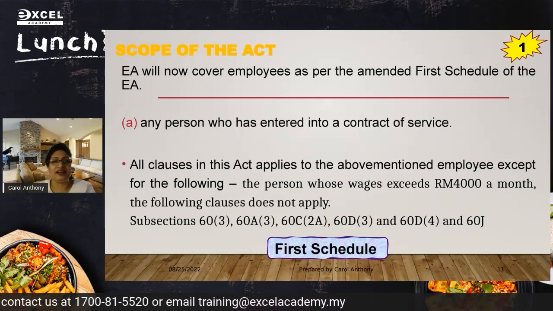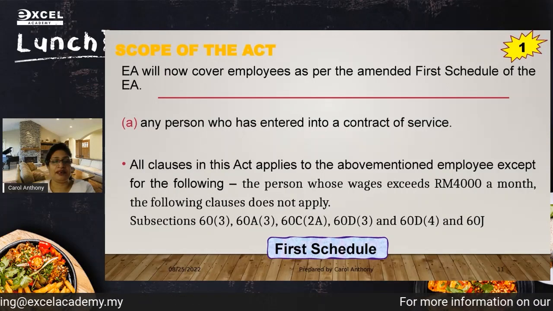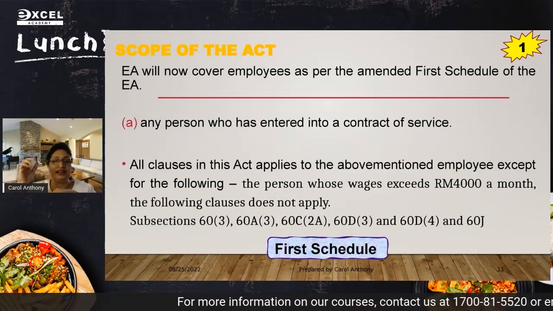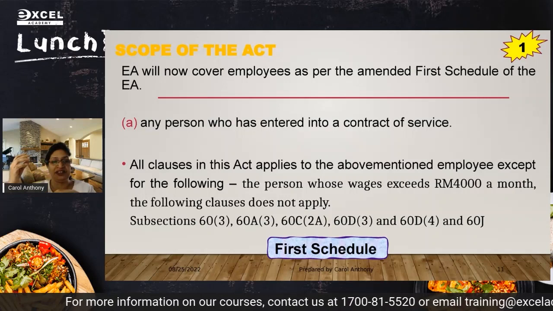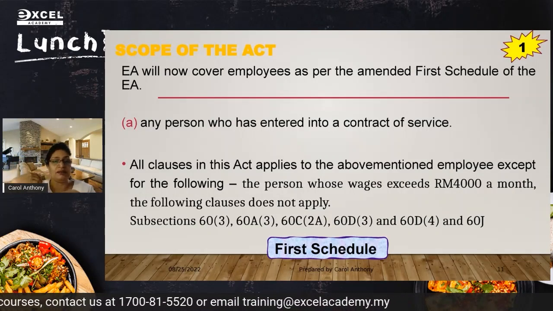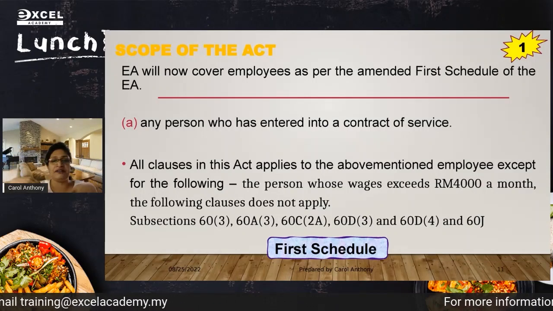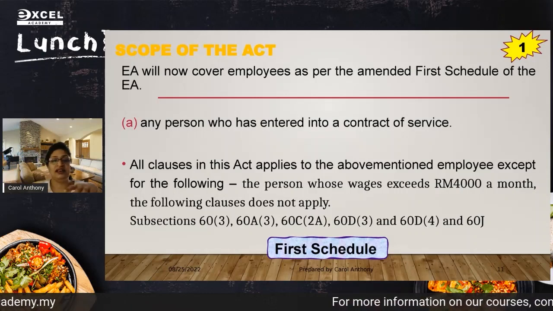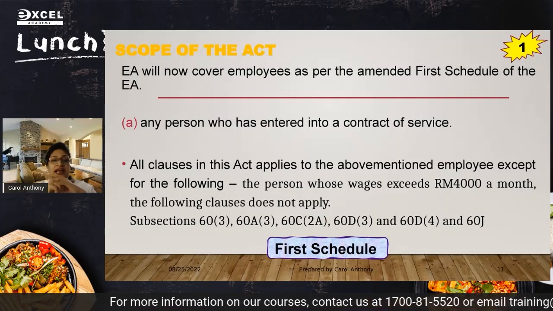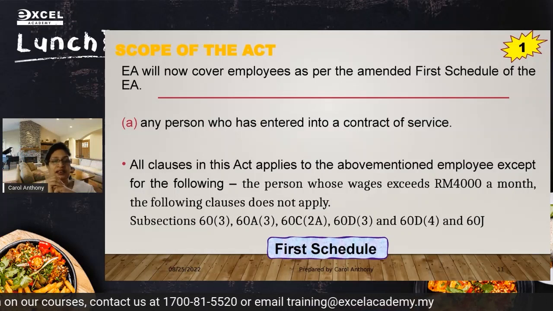Okay, so the first change, let's talk about the first change. The scope of the Act. The entire Employment Act previously covers employees who are earning 2,000 ringgit wages or below, and those who are involved in manual work, like even a driver for the CEO or a lorry driver. Even though you pay them more than 2,000, they are covered under the Act, okay? So the change now is everyone who is considered an employee is covered under the Employment Act, everyone.